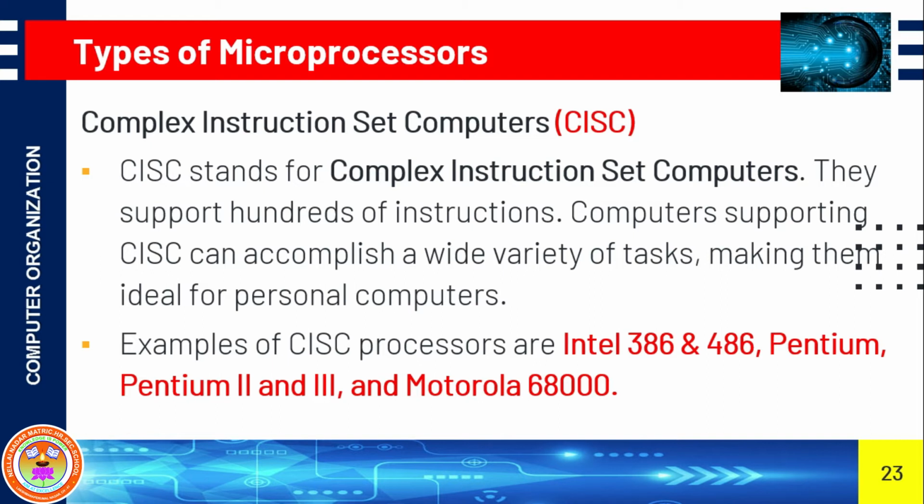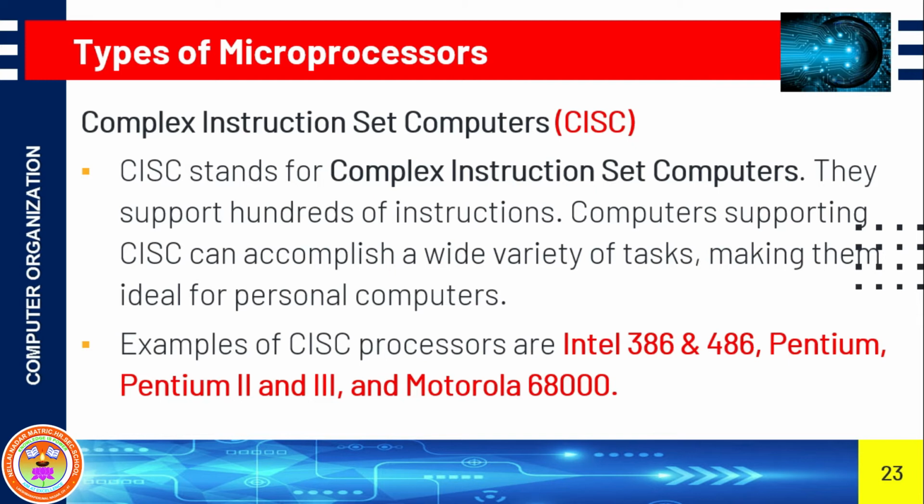Okay. So what are the examples of a CISC processor? That is Intel 386, 486, and Pentium 2 and 3, then Motorola 68000. So these are the examples of CISC processors. Did you understand, my dear students?